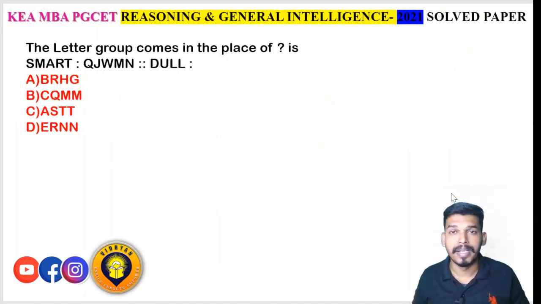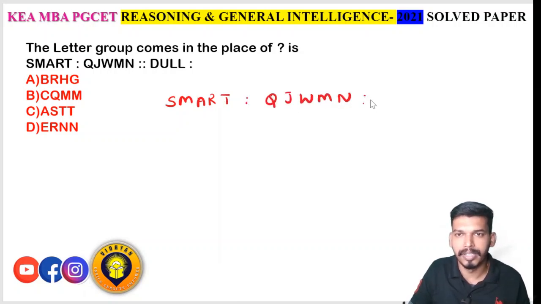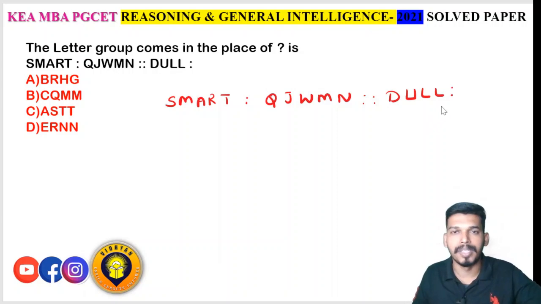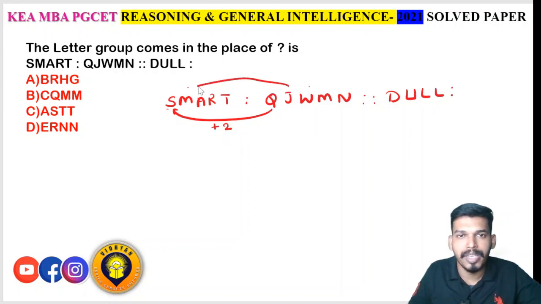The letter group that comes in the place of the question mark: smart is related to Q, J, W, M, N. Similarly, dull is related to what? Now see, compare the two. The first letter is Q, the first letter of smart is S. Q R S, so here it is +2. Then J K L M, that is +3.